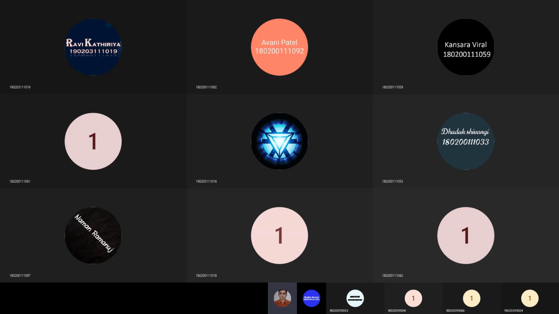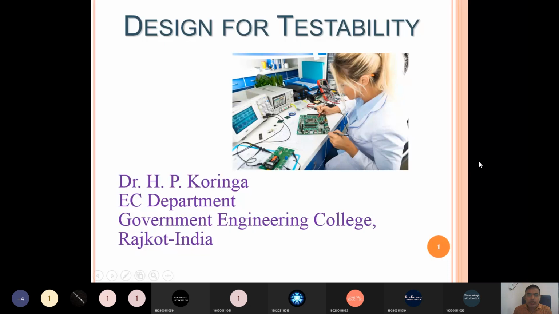So our next chapter is design for testability. We've already gone through design for testability. So the first question that arises is why design for testability. The purpose of design for testability is to improve the controllability and observability. Now the second question arises: what are controllability and observability?